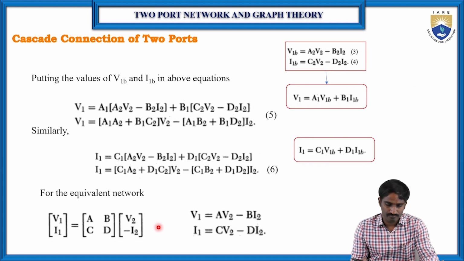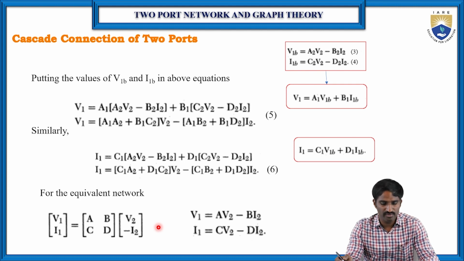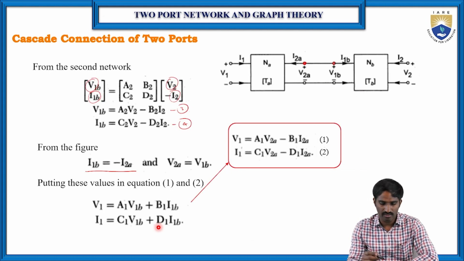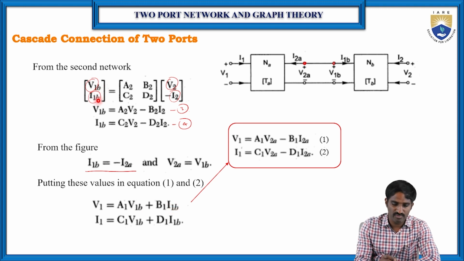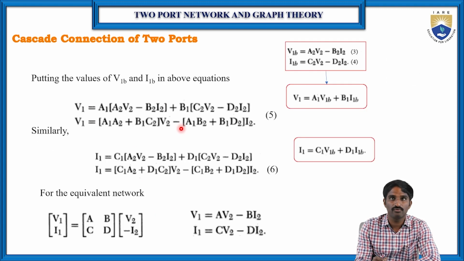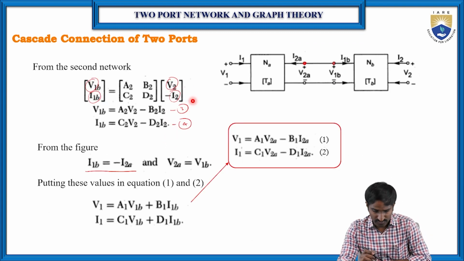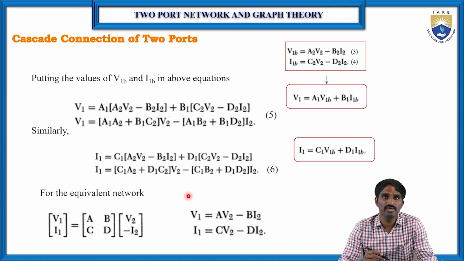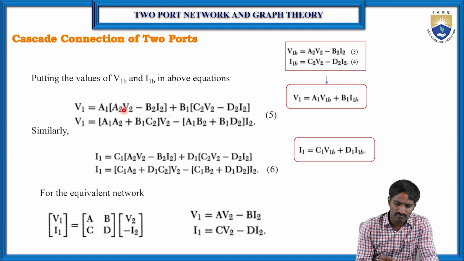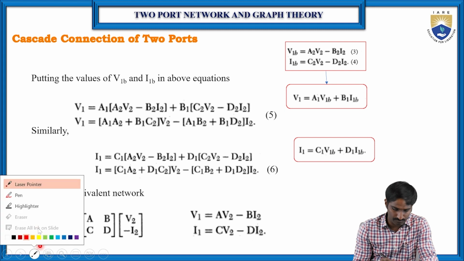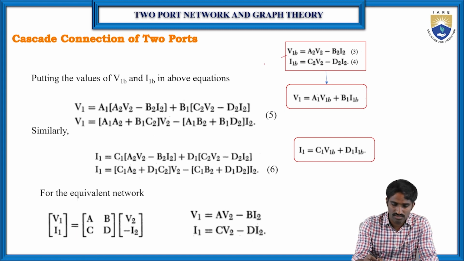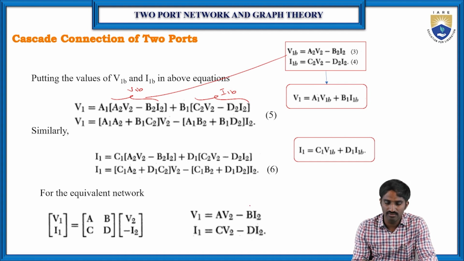Then in the same way, put the V1B and I1B values in the above equations. The V1B and I1B values we get from equations number 3 and 4. So wherever V1B is there, V1B is equal to A2 V2, and this is substituted here. This is V1B, and this is I1B. Substitute these values, then simplify.